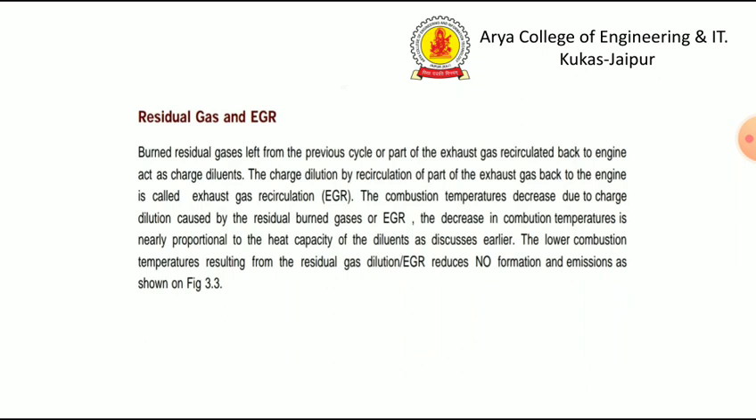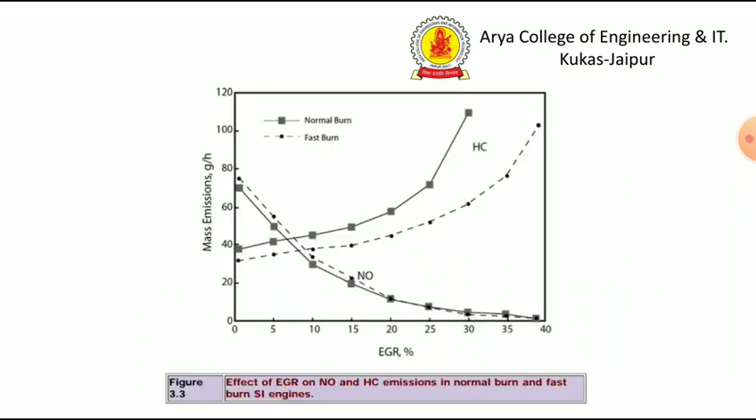Residual gas and EGR effects. The charge dilution by the recirculation of part of the exhaust gas back to the engine is called exhaust gas recirculation. The combustion temperature decreases due to charge dilution caused by residual burned gas or EGR. The decrease in combustion temperature is nearly proportional to the heat capacity of the diluent, as discussed in the previous slide. The lower combustion temperature resulting from residual gas dilution or EGR reduces NO formation. This is shown in the graph.